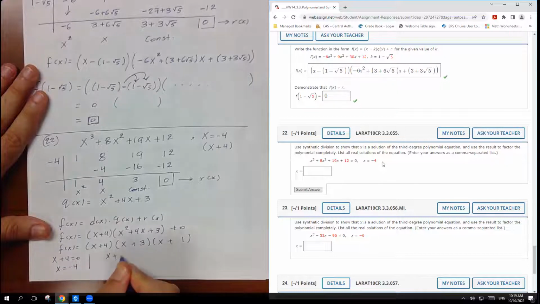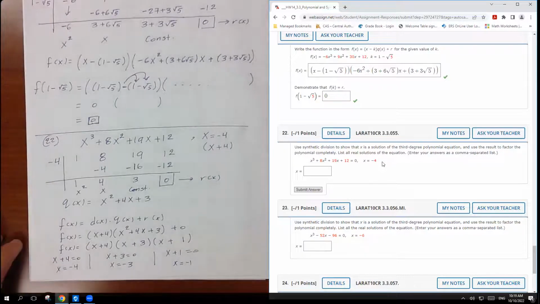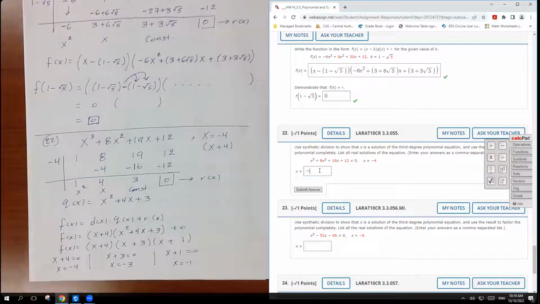And x plus 3 equals 0. That means x equals -3. And here x plus 1 equals 0. That means x equals -1. So here are the zeros. For this example, we're just going to type here -4, comma, -3, comma, -1.